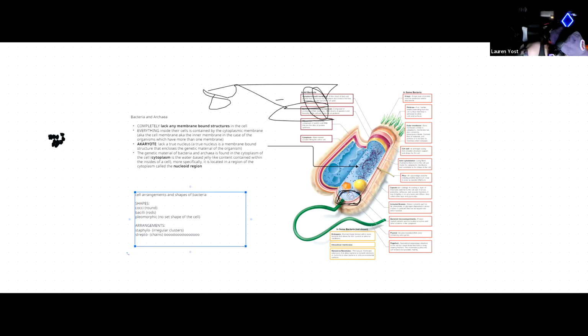Okay, and then our next one was tetrads. This is just groups of 4. And then we also have on here sarcina, which are cuboid, literally just cubes. So now instead of just a group of 4, we've got a true cube, like a 3-dimensional cube.